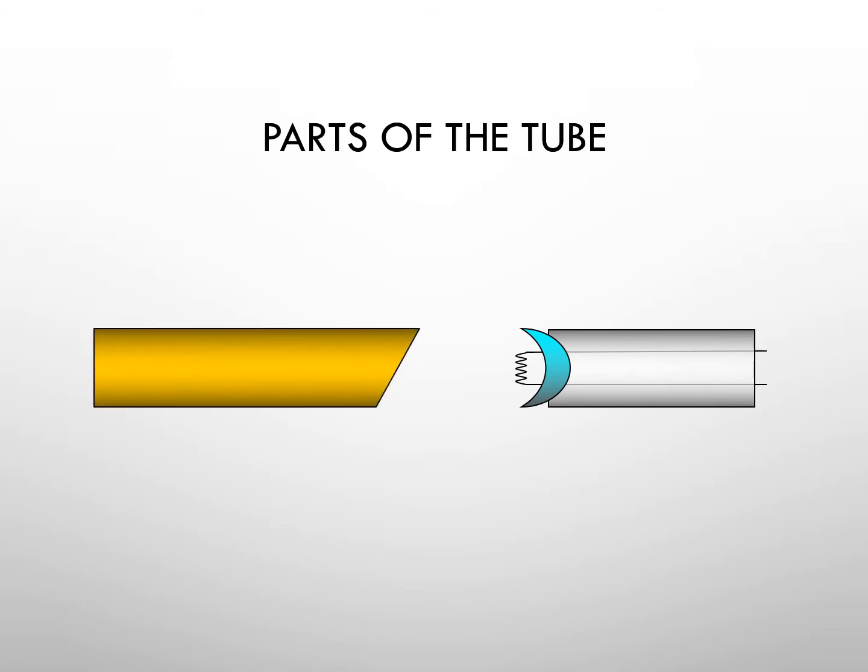Opposite the cathode is a positively charged anode. A high voltage positive charge on the anode attracts and accelerates the electrons from the cathode across the gap between the cathode and anode.